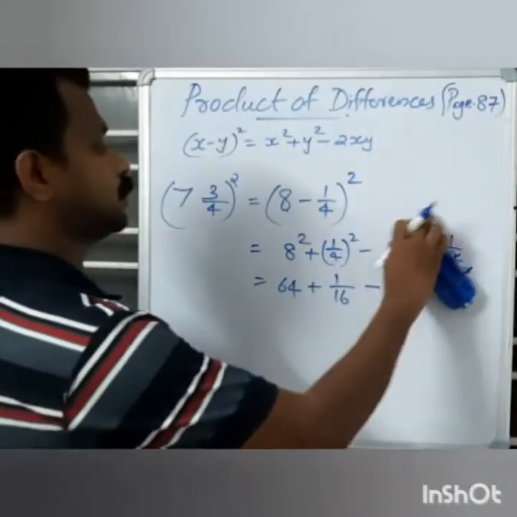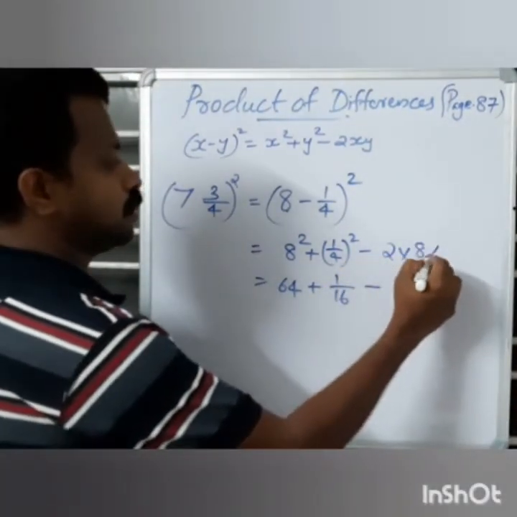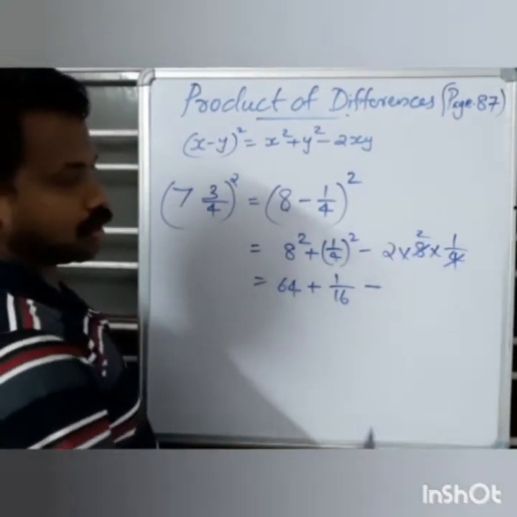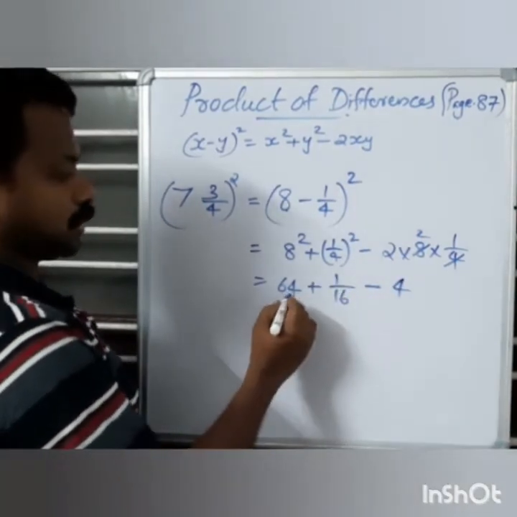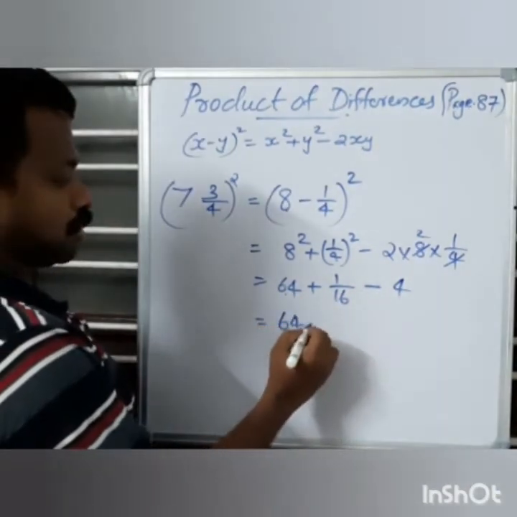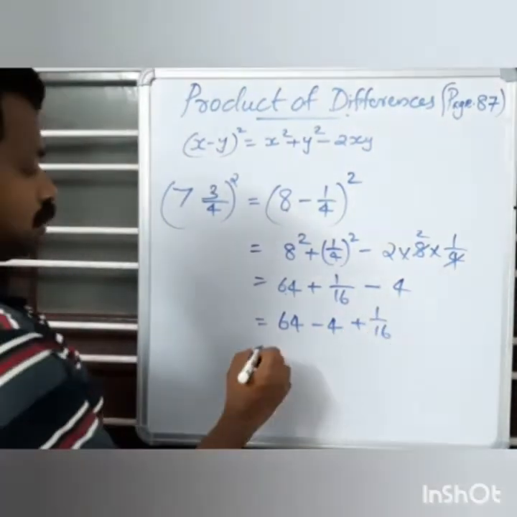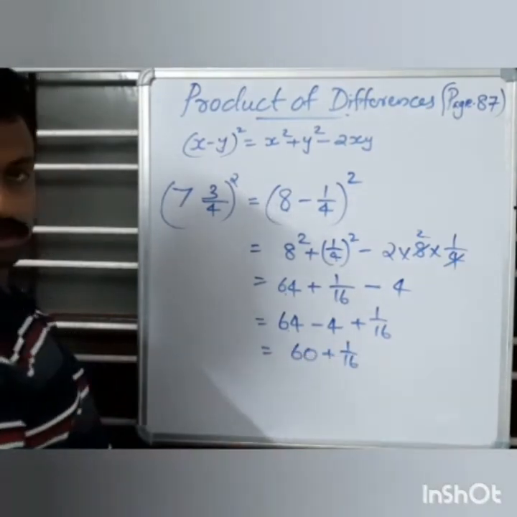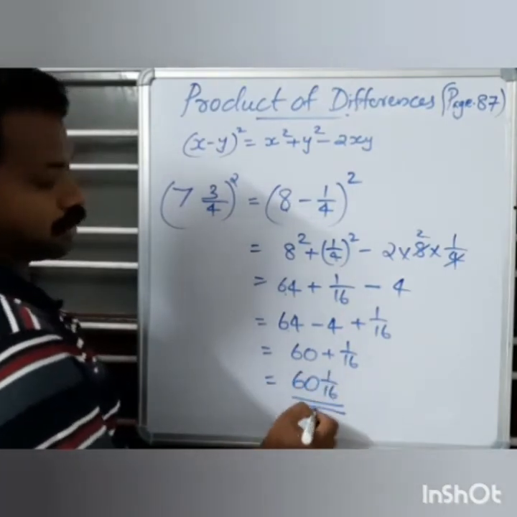Otherwise 2 into 8 into 1 by 4. Directly you can get 4, 2 fours are 8. So 2 into 2, 4. Like that also you can write down. So 64 plus 1 by 16 minus 4. So 64 minus 4 plus 1 by 16. So 64 minus 4 is 60. 60 plus 1 by 16. This we can write as 61 by 16.